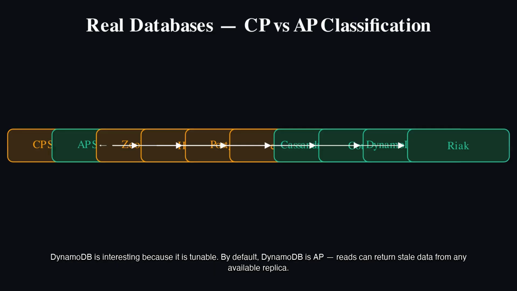DynamoDB is interesting because it is tunable. By default, DynamoDB is AP. Reads can return stale data from any available replica. But you can request a strongly consistent read, which routes your request to the leader replica and waits for confirmation.